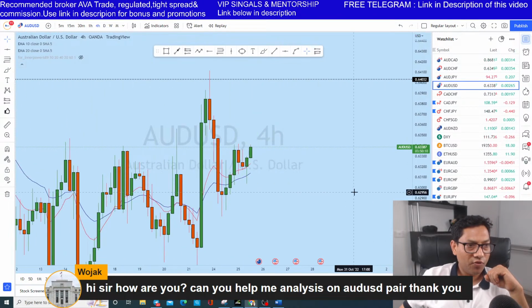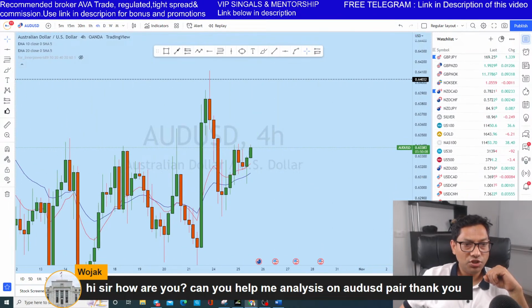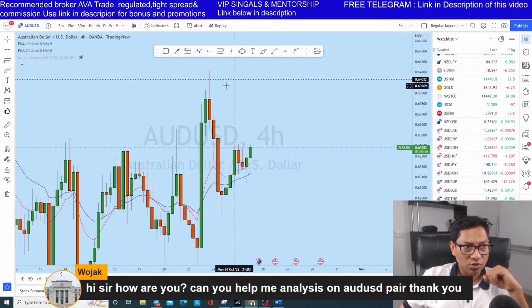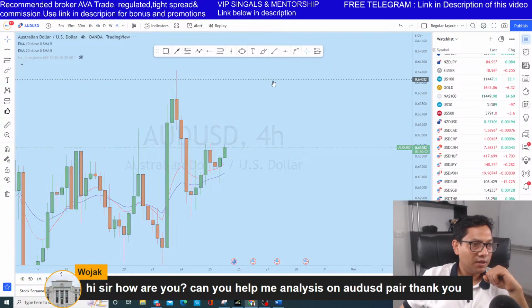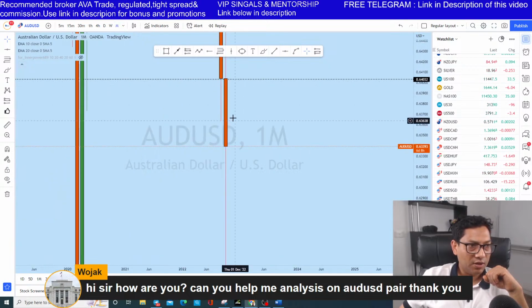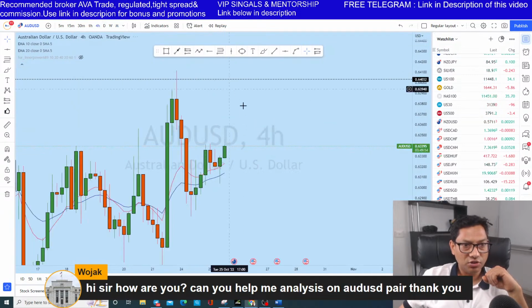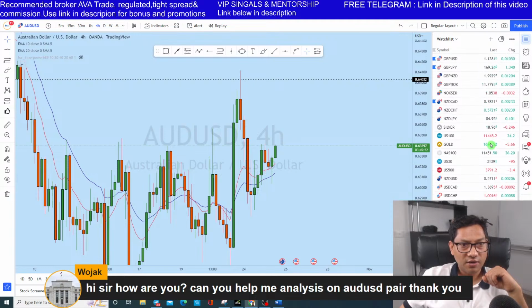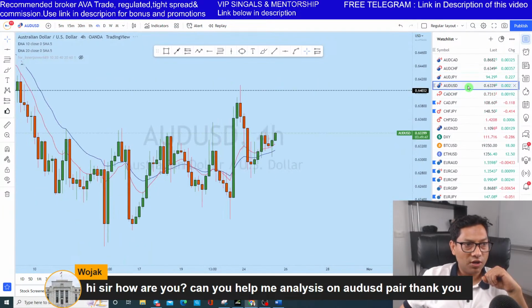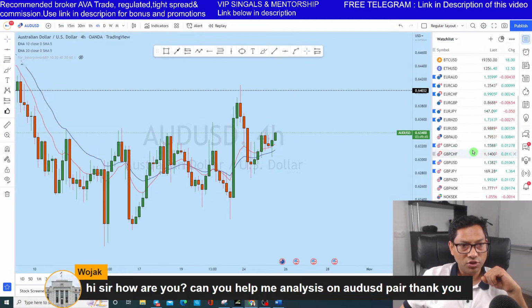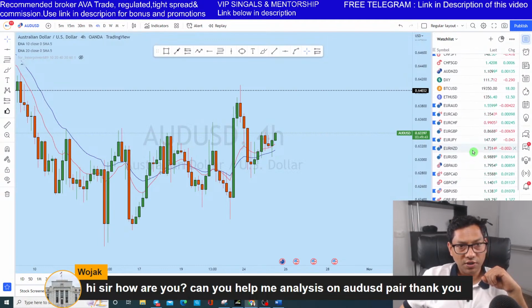So Aussie dollar for me is kind of bullish for the short term, at least to this level we can expect. I think the price will go back to the monthly opening and closing, and from that zone we might see a rejection again. With that being said, let's look at the Aussie CHF. The Aussie dollar looks extremely bullish compared to any other Aussie pairs.